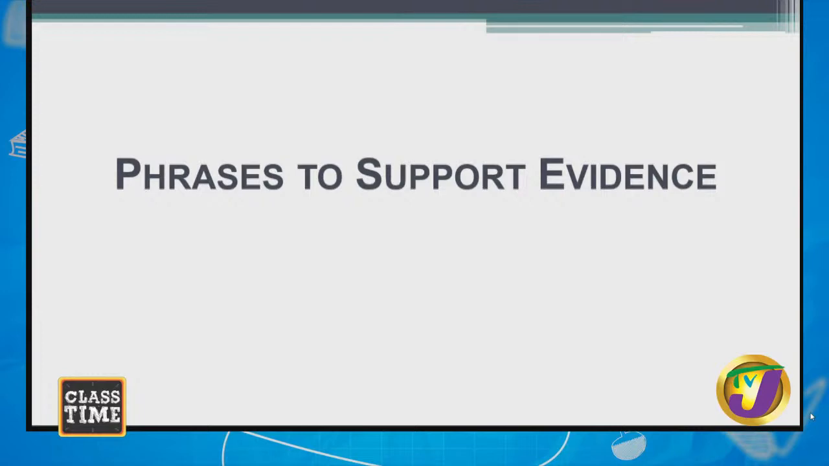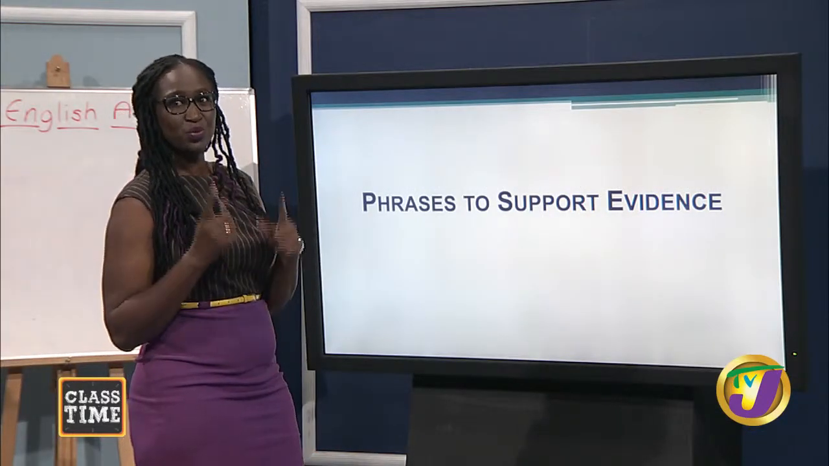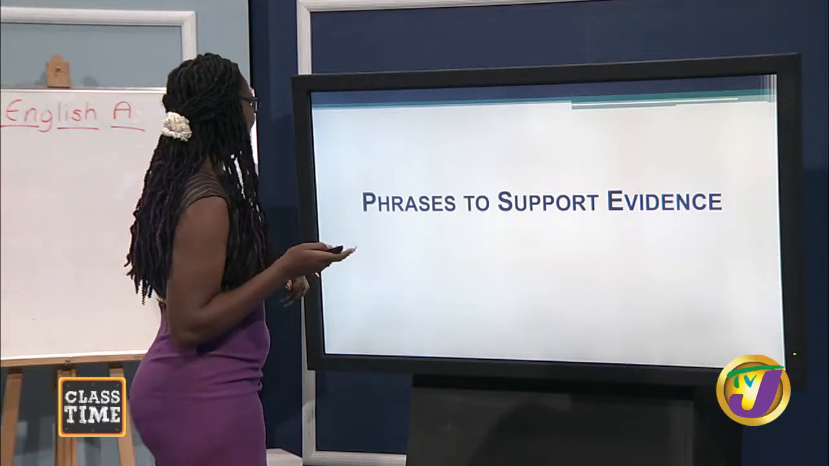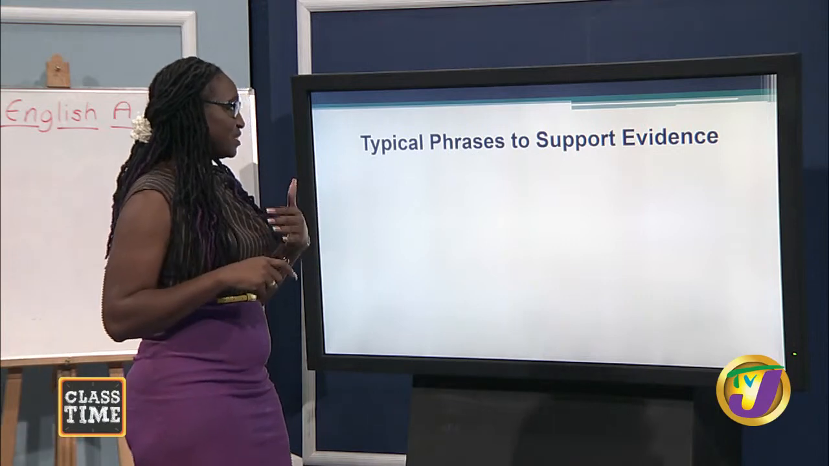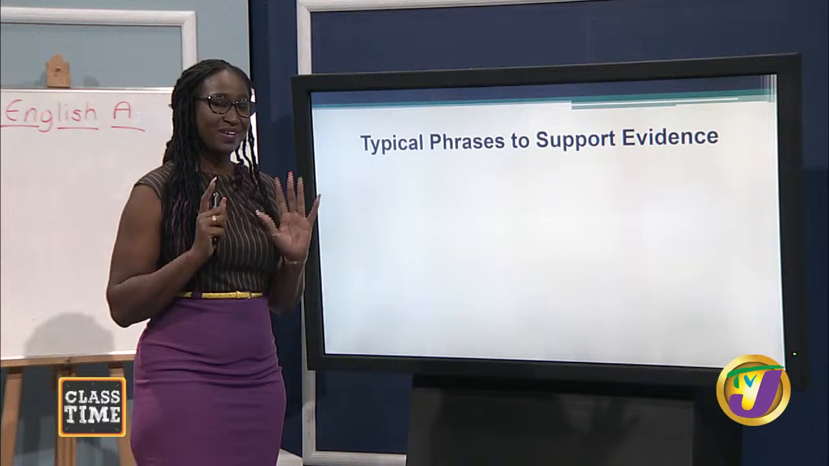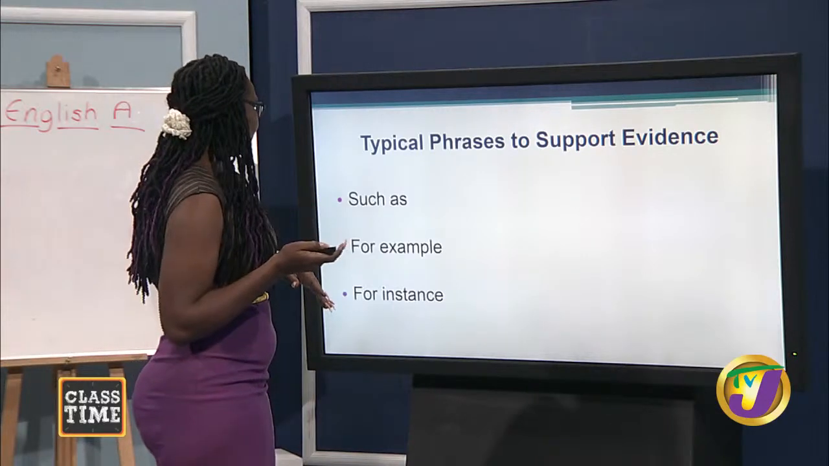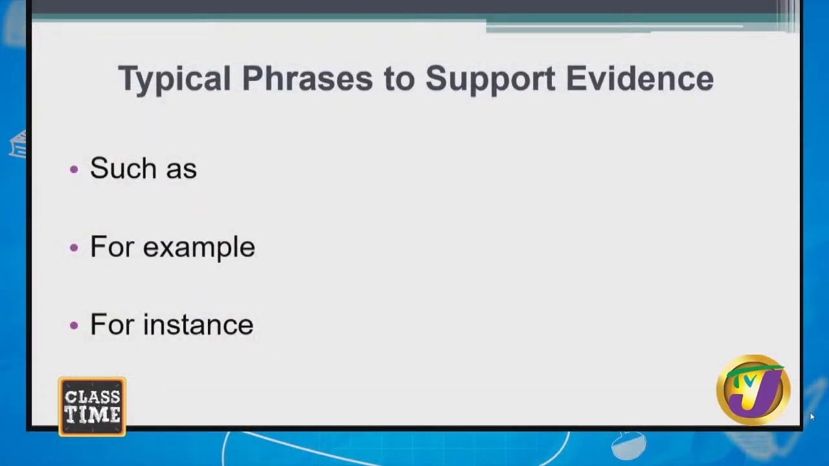All right, so phrases to support evidence. Oh, and a correction, it's actually school uniforms, not school rules. My bad. So, typical phrases that support evidence. So we're looking at what you would normally use to support evidence. So you would use terms such as for example, for instance. So those are the ordinary ones. Those are the ones that come to your mind first.